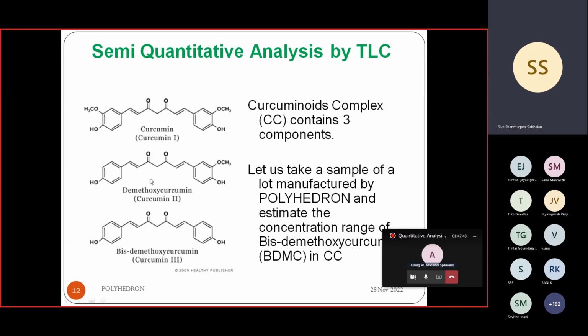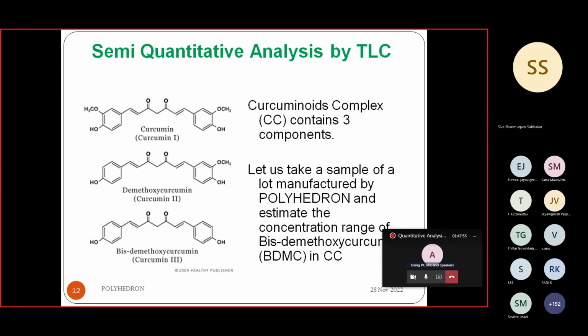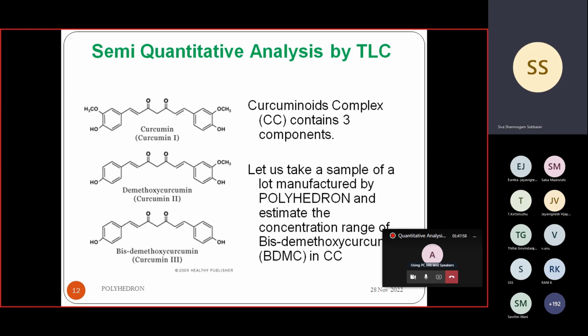The second one will be approximately 15%, and the third one approximately 2 to 3% or 2 to 4%. So now we are taking curcuminoid complex crystals and going to estimate the proportion of bis dimethoxy curcumin present in the curcumin complex.